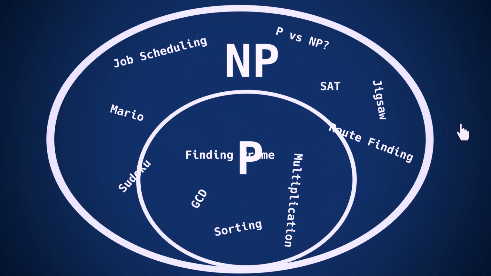But that posed the question: maybe all NP problems can be solved in polynomial time. We just needed to find new ways to do them. That is the root of the P versus NP problem. Maybe all NP problems are actually part of P, but we just needed to find a new way to do them. How would you go around proving that though?